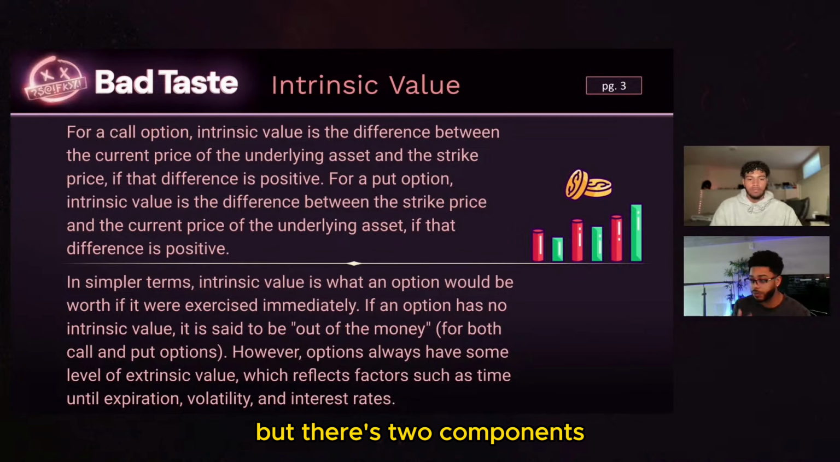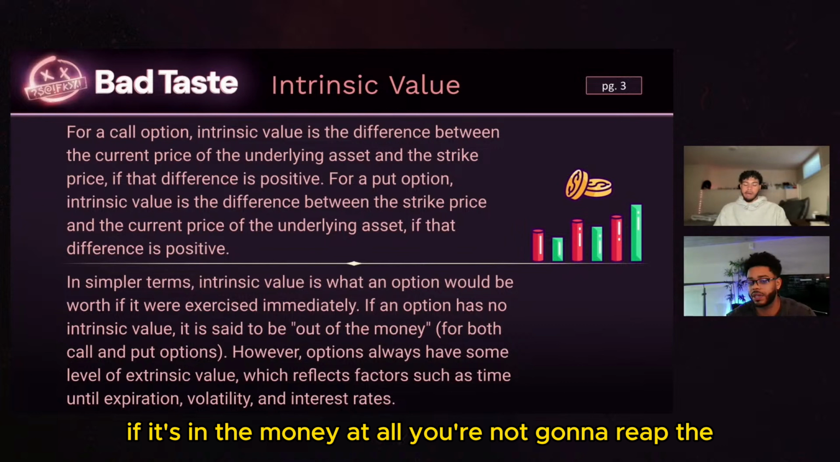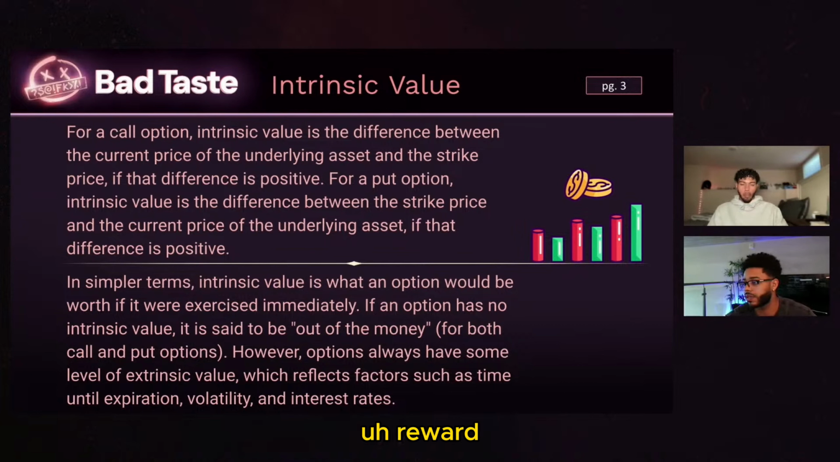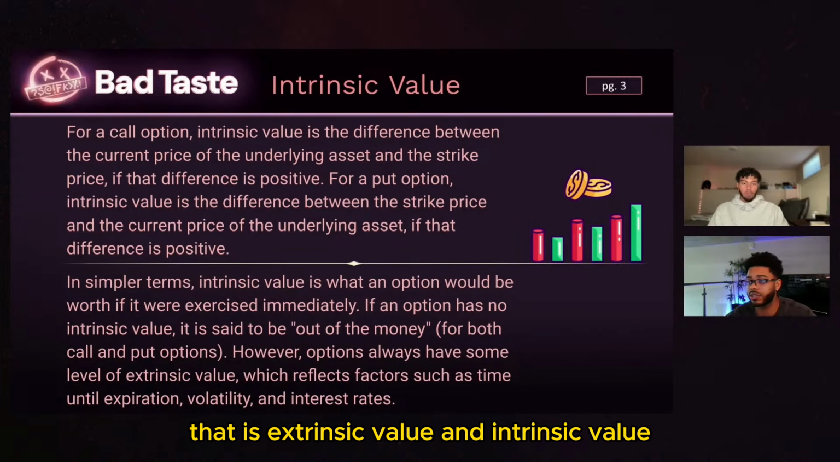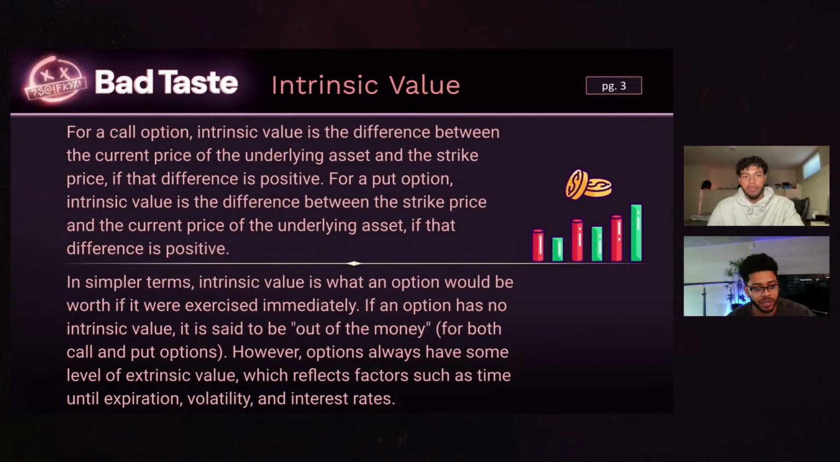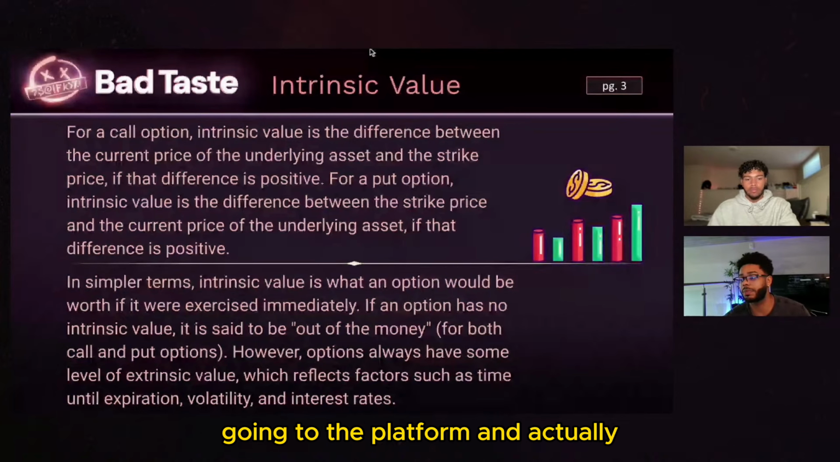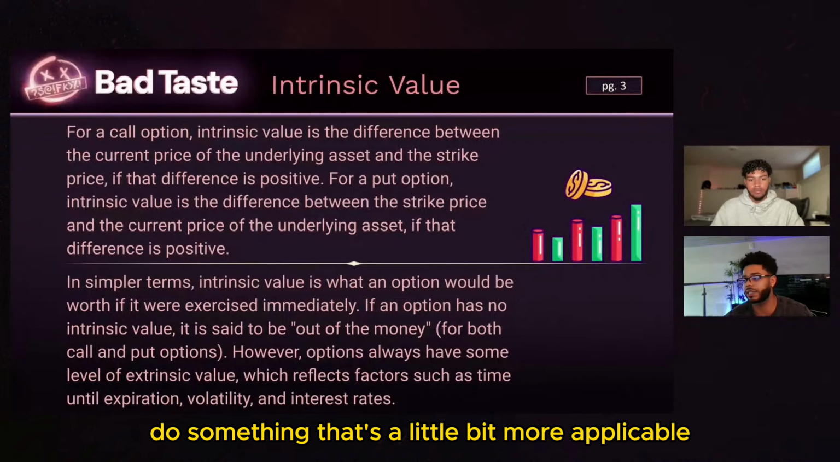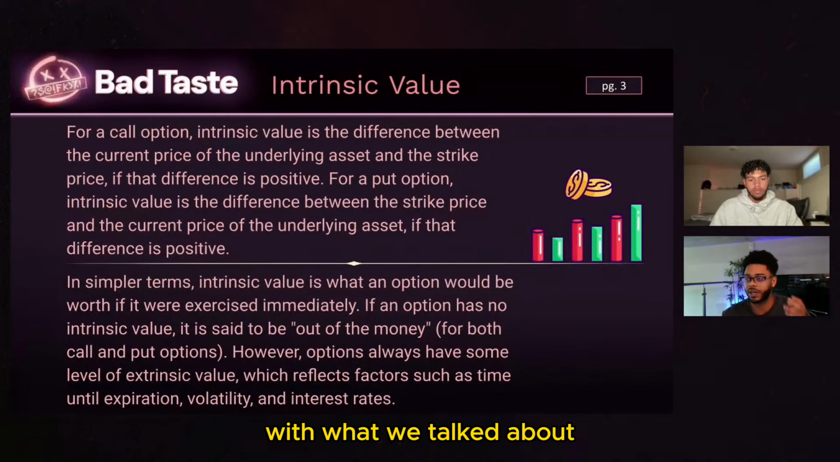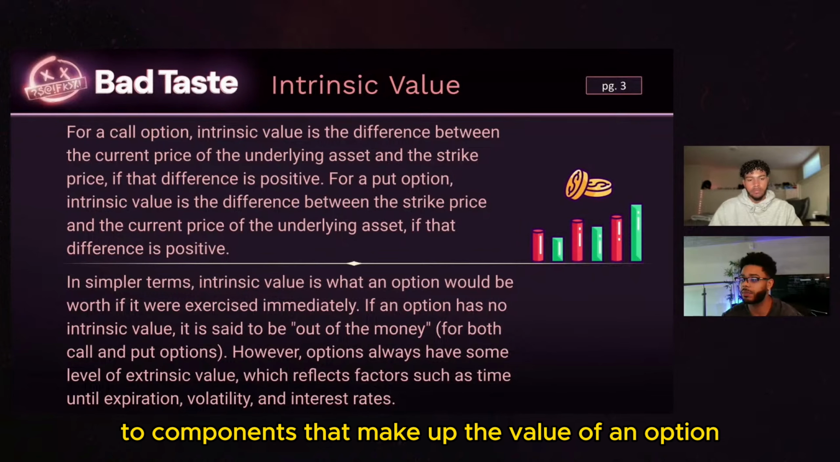But there are two components that make up the value of a contract. So even if the extrinsic value goes to zero, if it's in the money at all, you're not going to reap the reward. But that is extrinsic value and intrinsic value. We're going to touch on this again. I know we ran through this kind of quickly, but like we did last week, we'll go into the platform and actually do something more applicable to what we just talked about. So that's intrinsic value and extrinsic value, two components that make up the value of an option.